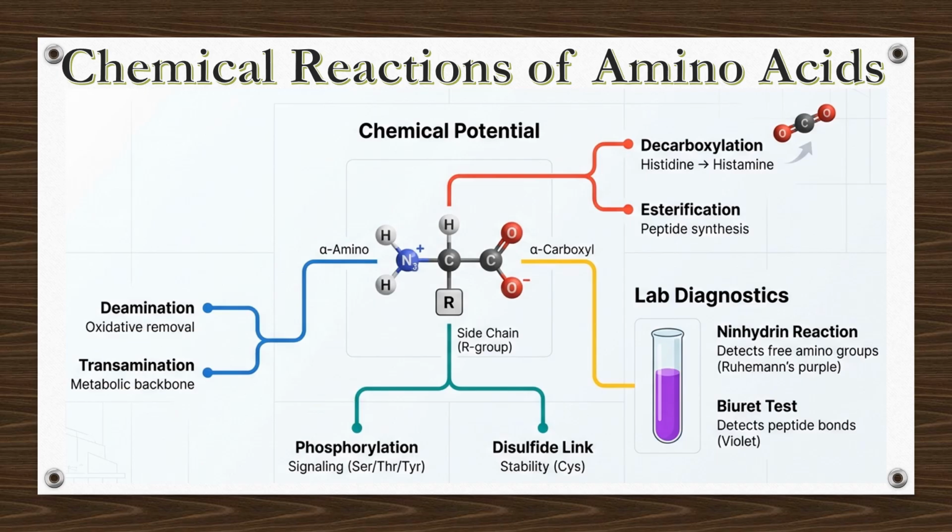Side chains add further diversity. Cysteine's thiol group forms disulfide bonds, stabilizing proteins. Tryptophan's indole ring can be selectively modified to probe its role in proteins.